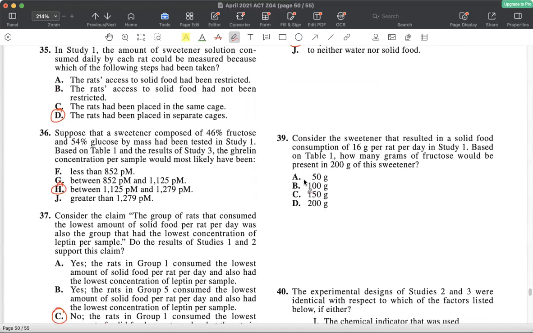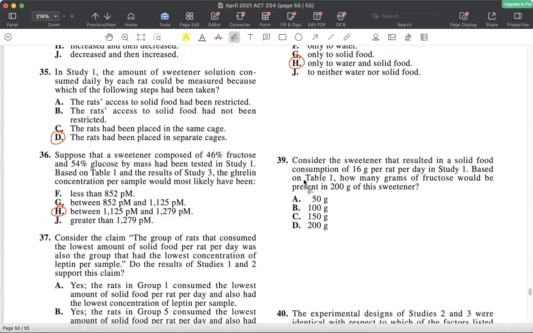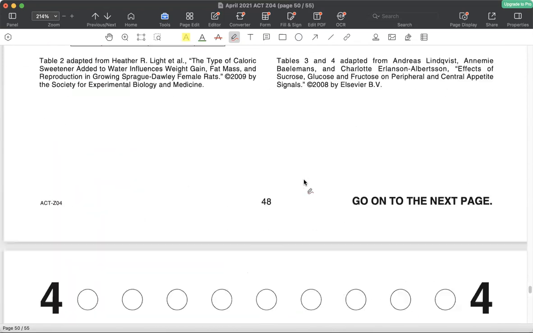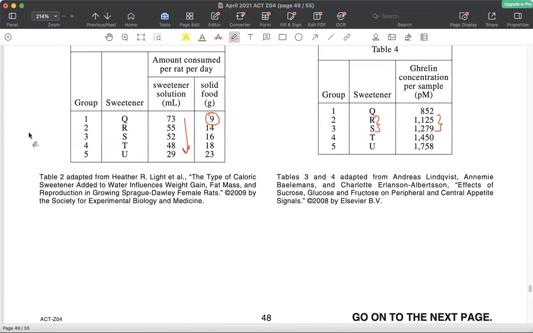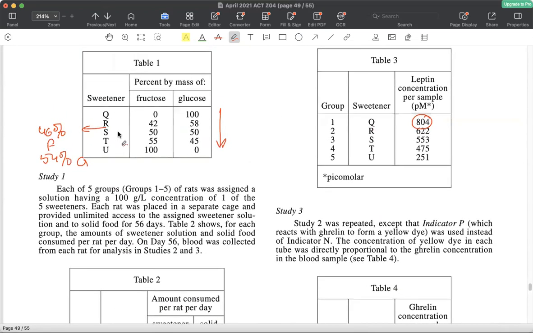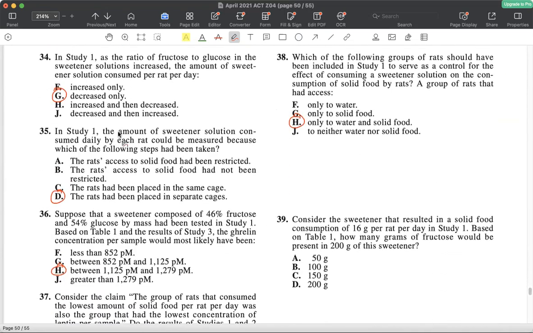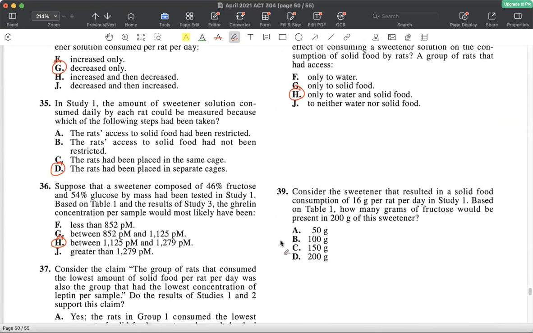Consider the sweetener that resulted in a solid food consumption of 16 grams per rat per day in study 1. Based on table 1, how many grams of fructose would be present in 200 grams of this sweetener? So which sweetener was it? 16 grams. So that was sweetener S. And sweetener S has a ratio of 50 and 50. So if there is 200 grams, then fructose is 100 grams.